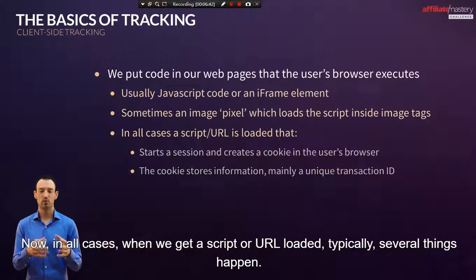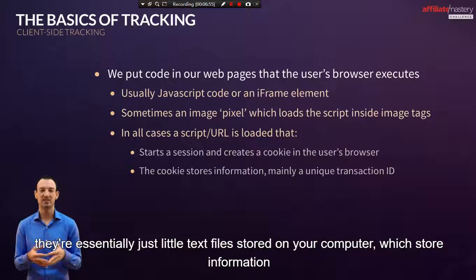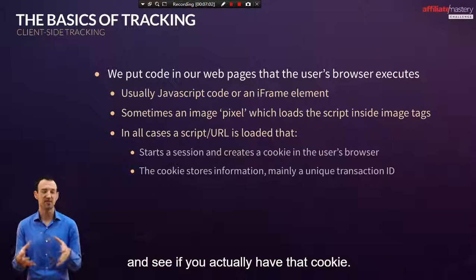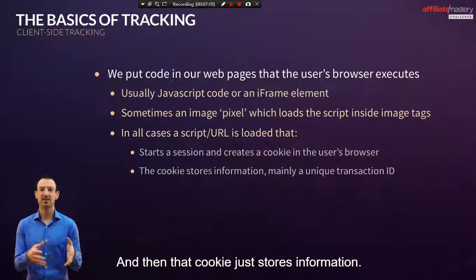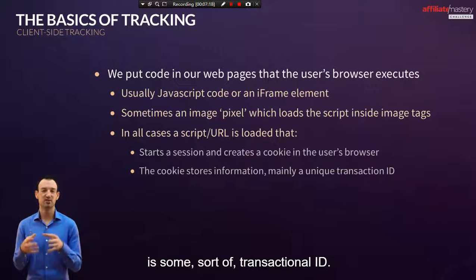Now, in all cases, when we get a script or URL loaded, typically several things happen. This starts a session with the user and creates a cookie in their browser. So if you don't know what cookies are, they're essentially just little text files stored on your computer which store information, and websites can specifically request cookies of certain names and see if you actually have that cookie. That's how you get persistent logins to various sites. It's generally through cookies. And then that cookie just stores information. The key thing that you'll probably store in a cookie for tracking purposes is some sort of transactional ID.